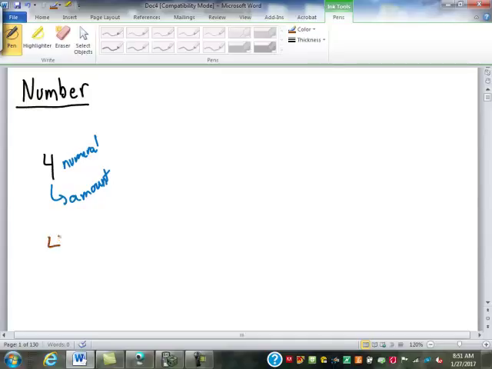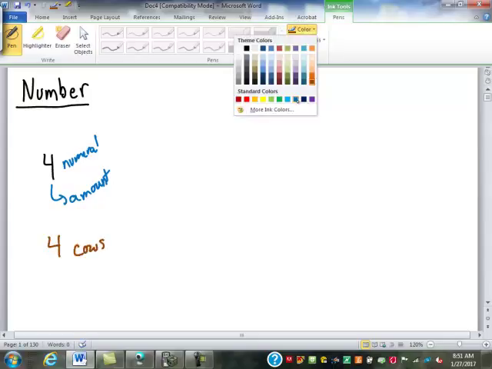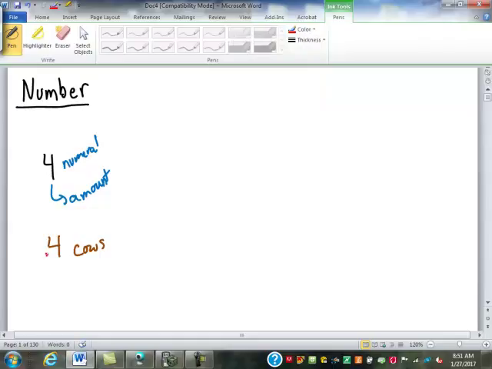Like 4 cows. So now we're being told how many. That's the 4. I'm going to call that a count. But we're also being told of what? What it is we have 4 of. In this case, it's cows. I'm going to refer to that as the name. So to truly be a number, it must have 2 parts, a count and a name.